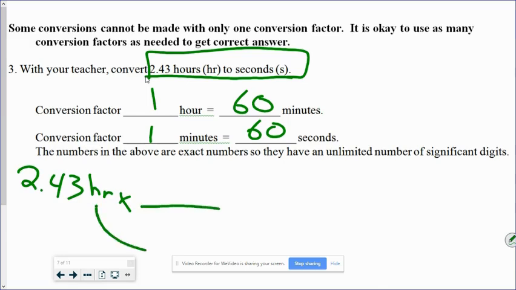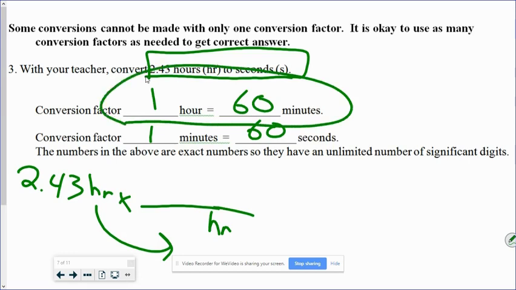Fourth step, whatever this label is, it must go down there. What can I convert hours into? Well, I have a conversion factor right here, so I can convert hours into minutes. Now, some of you might start putting numbers into things right away, and that may confuse you. I like to set the whole thing up with labels first.